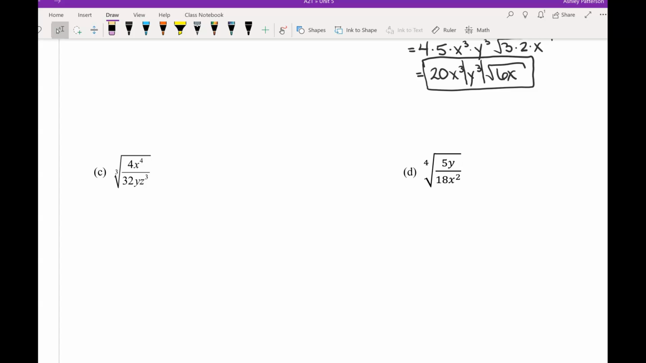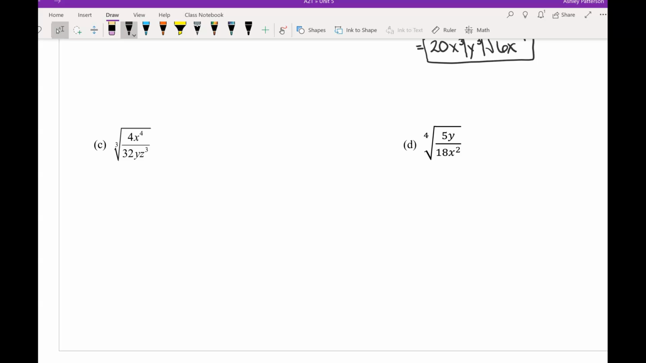Well, it's underneath the same radical. So let's see if we can reduce underneath. And we can. So that leaves us with the cube root of, well, the 4 and the 32 can reduce. So we get 1 over 8. But we have x to the 4th and then yz cubed. We can definitely reduce from there. Here we go.